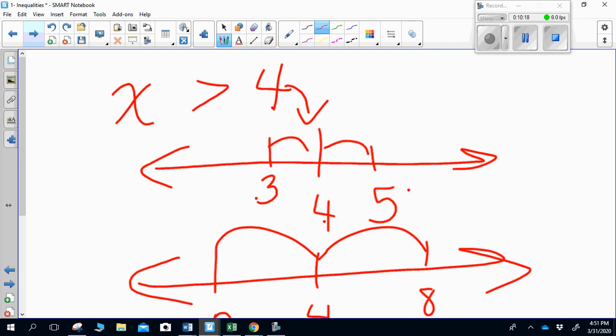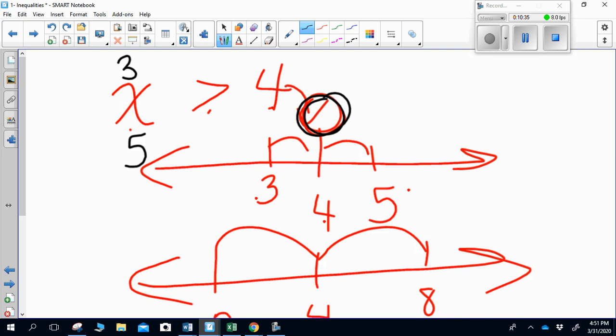So let's go back to our thing. And so we've got x is greater than 4. So I'm going to draw an open circle above the 4. Let me change color so you can see that. And then look to the left. So to the left of the 4 is a 3, so I write a 3 right there. And to the right of the 4 is a 5, so I write a 5 right there.